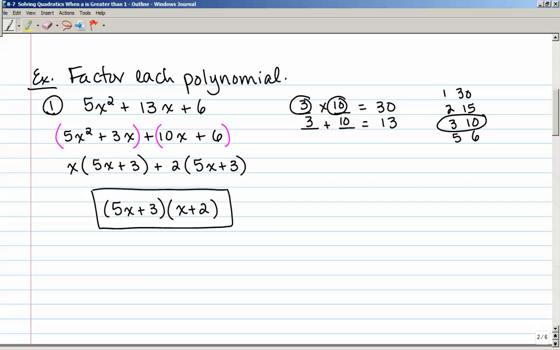Now, this is a little more complicated than what we did in the previous section, where once we found these two numbers, we just kind of threw them into the parentheses with x's. You can't do that here. If you have a number in front of x squared, if there's not a 1 there, if there's a number other than 1, then you have to go through these multiple steps.